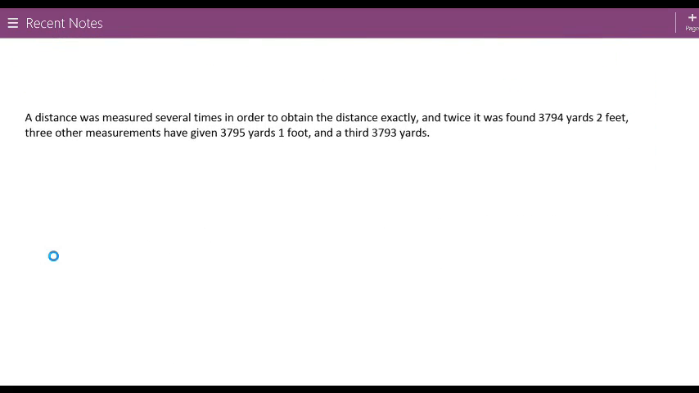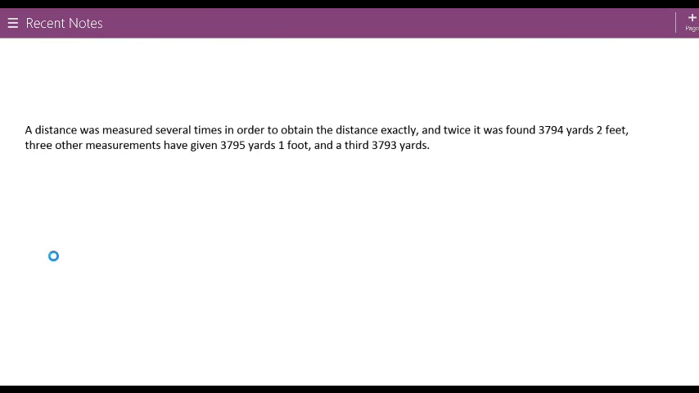Okay, so a second example that we have, a distance was measured several times in order to obtain the distance exactly, and twice it was found at 3,794 yards and 2 feet. 3 other measurements have given 3,795 yards and 1 foot, and a third measurement 3,793 yards. So again, what we're going to do, I'm just going to write them out the number of times. You could go ahead and do the multiplication.